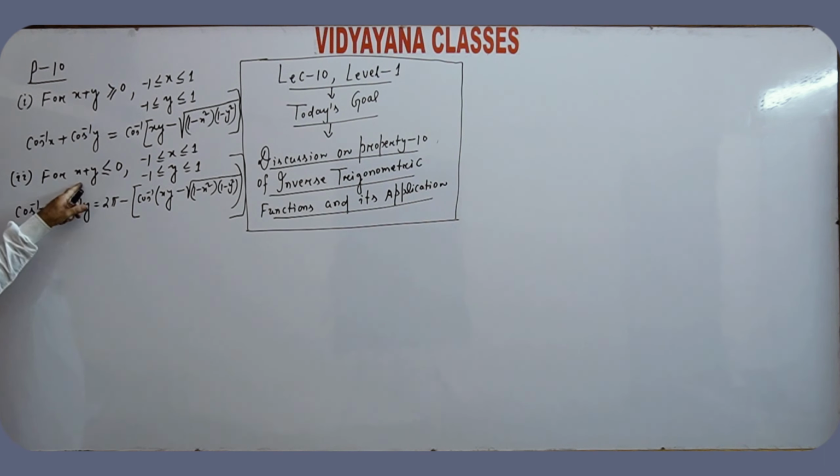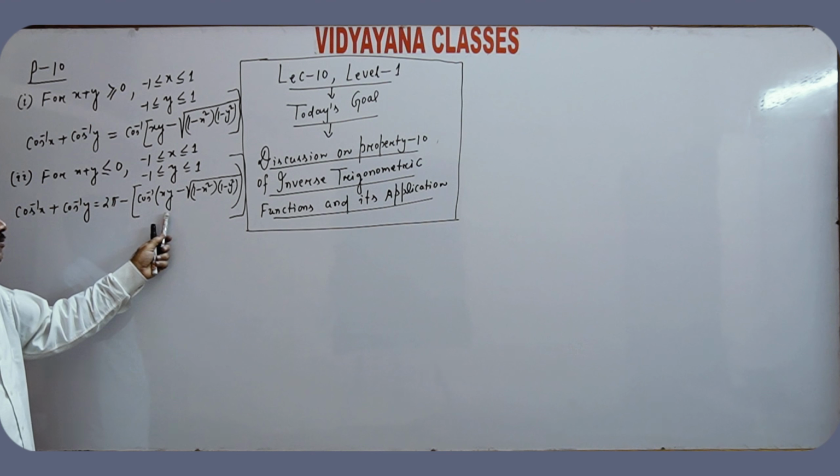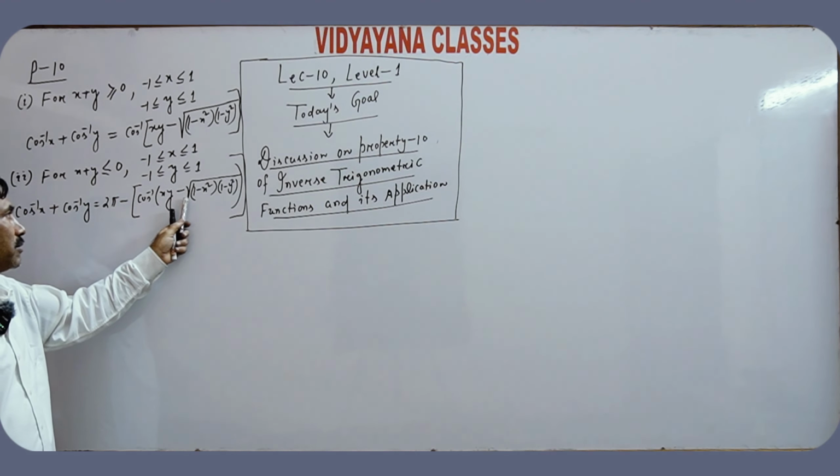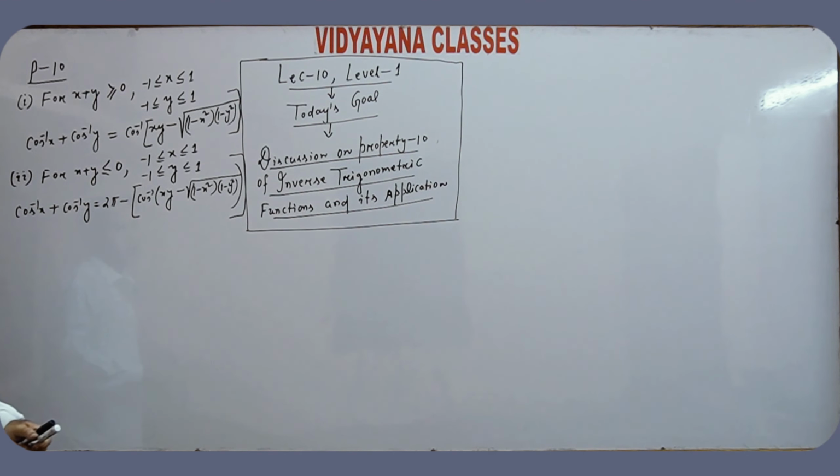For x plus y less than or equal to 0, where x is greater than or equal to minus 1 and less than or equal to plus 1, y greater than or equal to minus 1 and less than or equal to plus 1, cos inverse x plus cos inverse y is equal to 2 pi minus cos inverse of xy minus root of 1 minus x square into 1 minus y square.